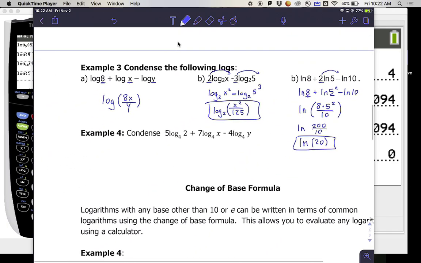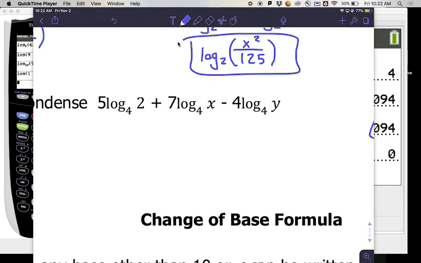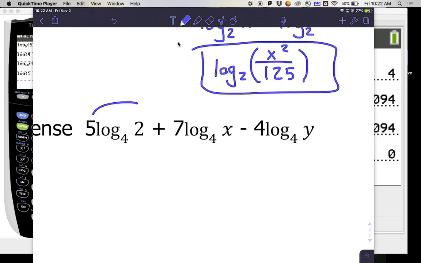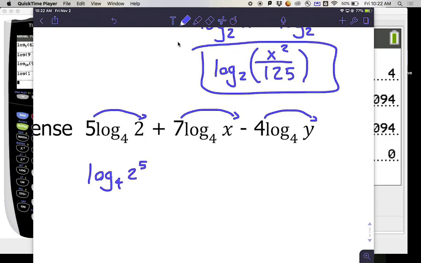Okay, last one right here, condense this crazy log equation. It's got a lot of things going on. All of them have coefficients. So we're going to have to bring up this 5 right here. We're going to have to bring up the 7 and then the 4 as well. So first step I'm going to write is log base 4 of 2 to the 5th. We're going to go log base 4 of x to the 7th. And then keep the minus just for a second here, and we'll go log base 4 of y to the 4th.